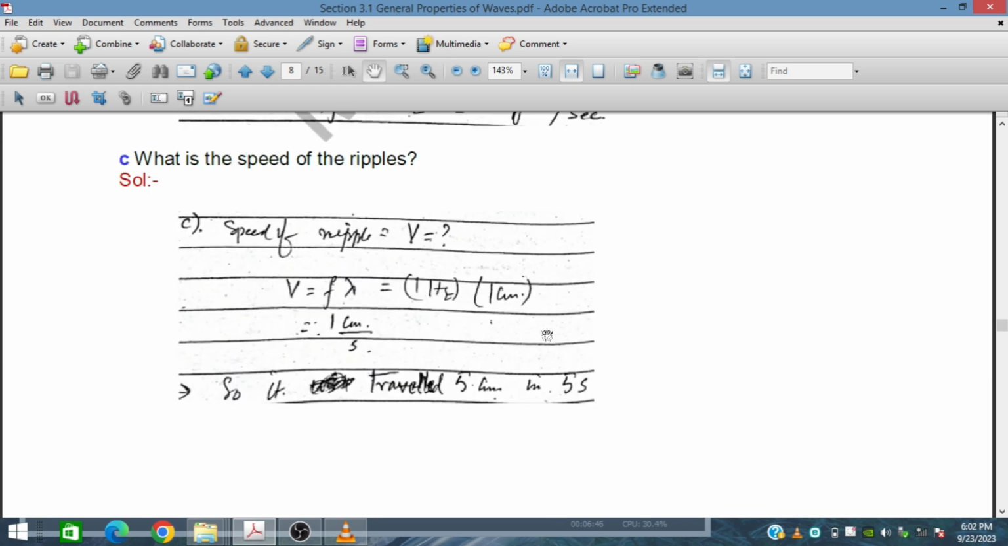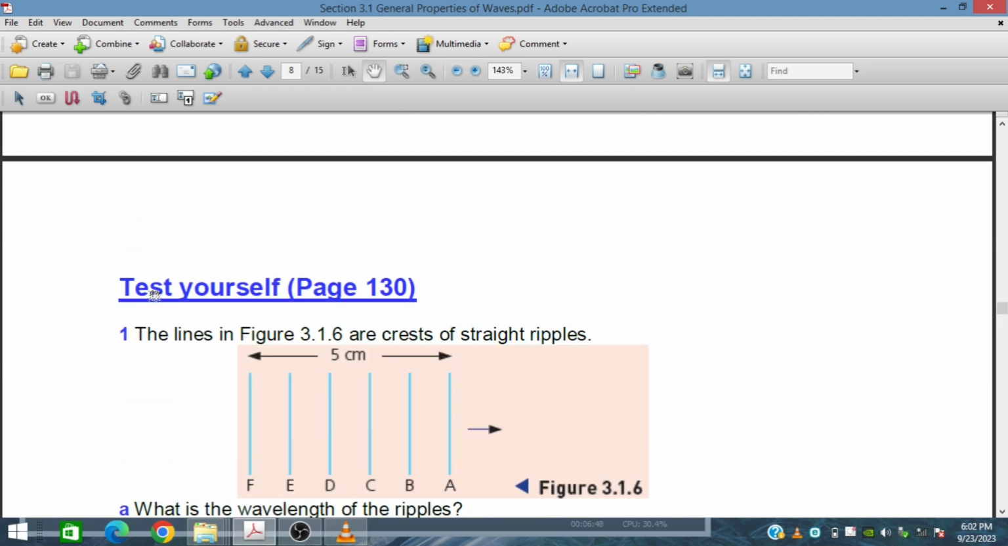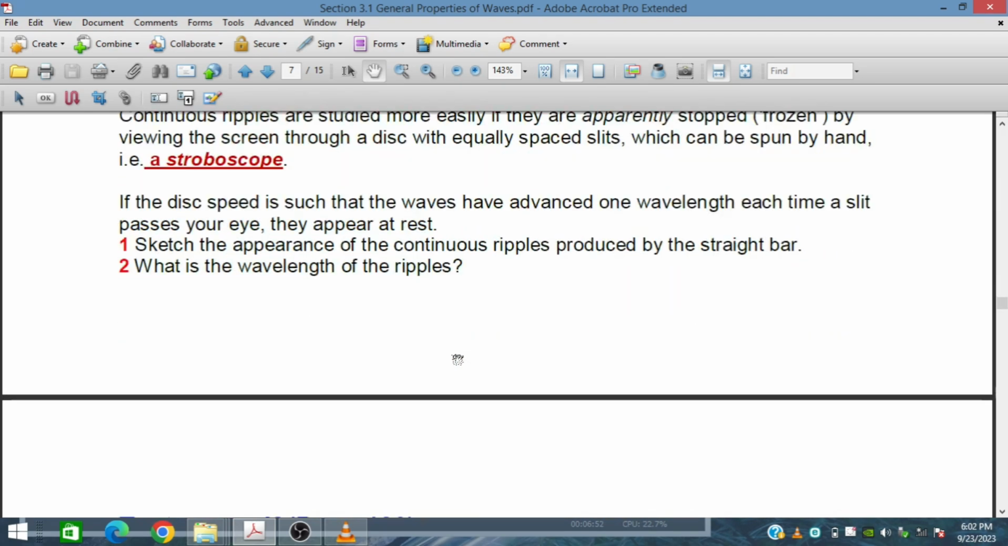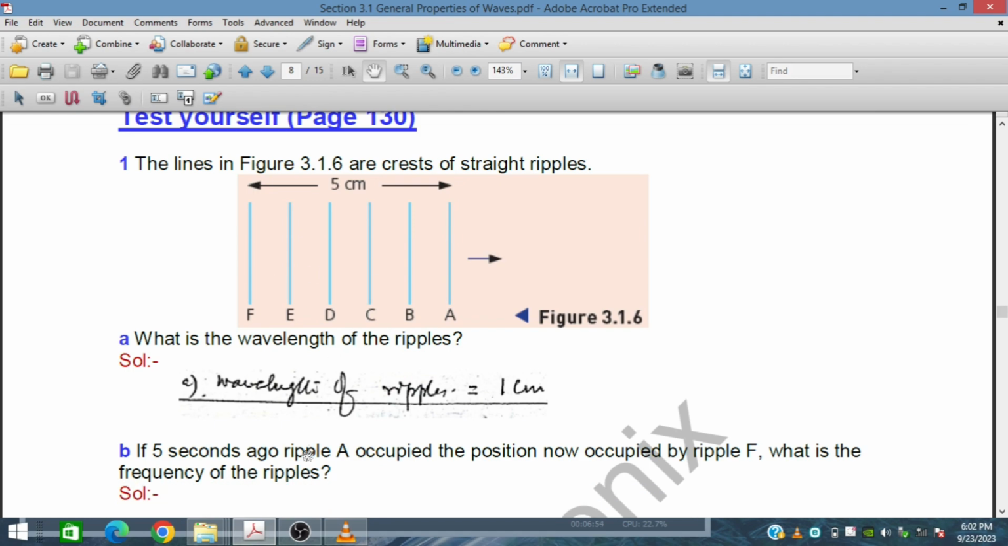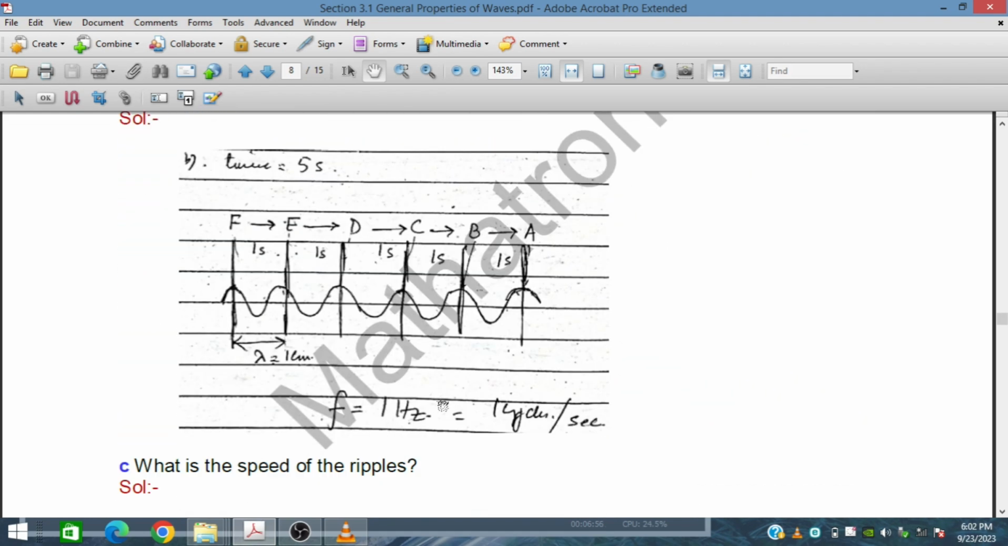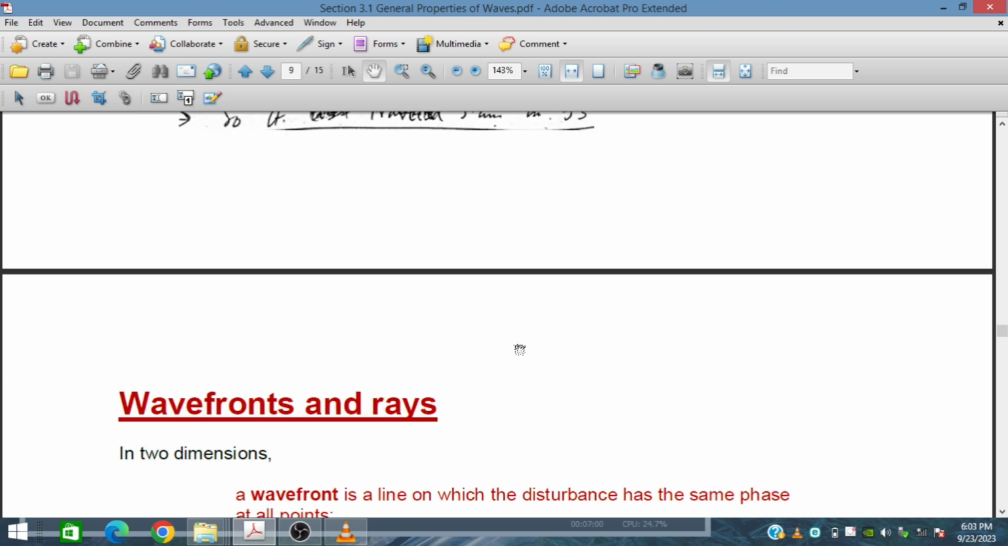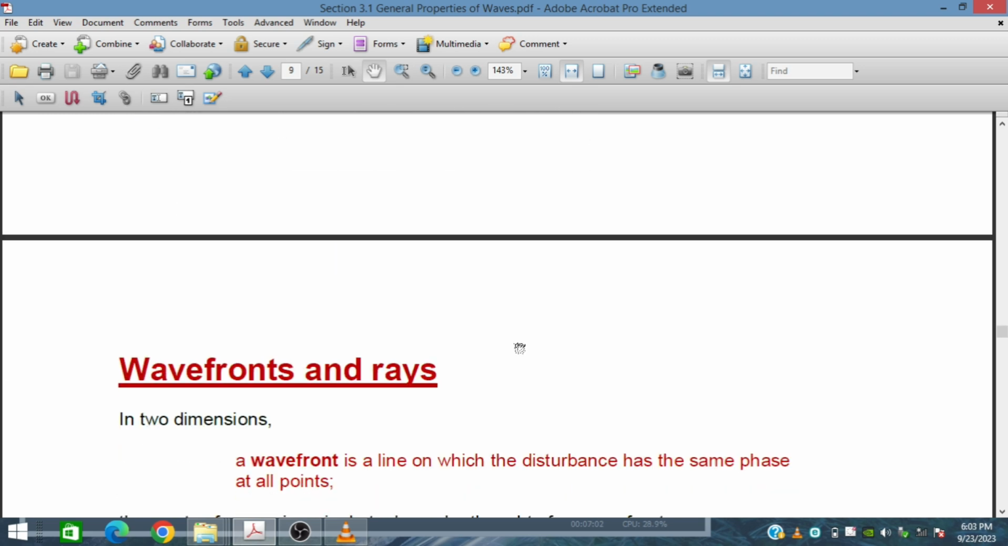This is a very important question, and this is the experimental setup. From this experimental setup, this kind of waves or this kind of problems can be generated and analyzed. In the next session, we will discuss wave fronts and rays.